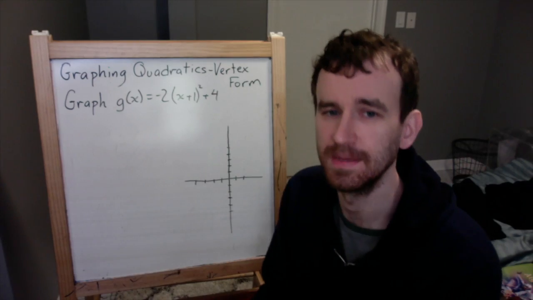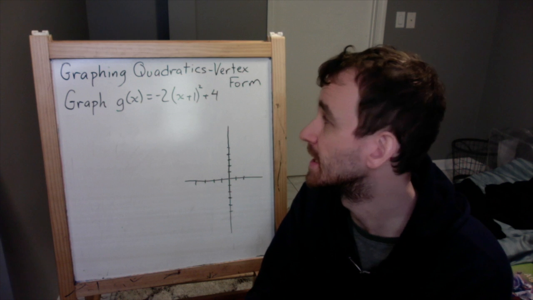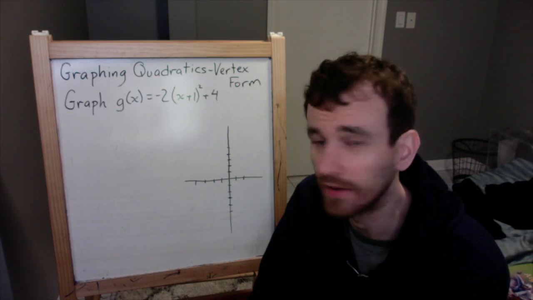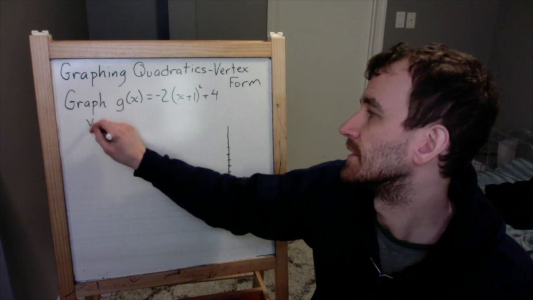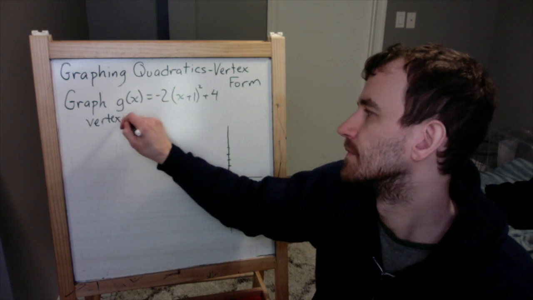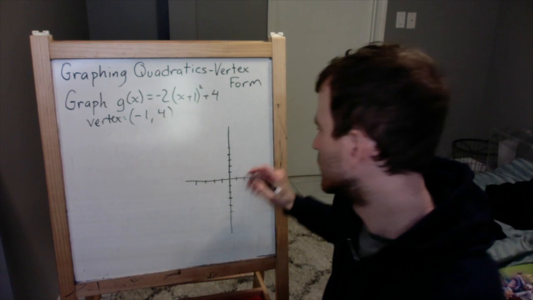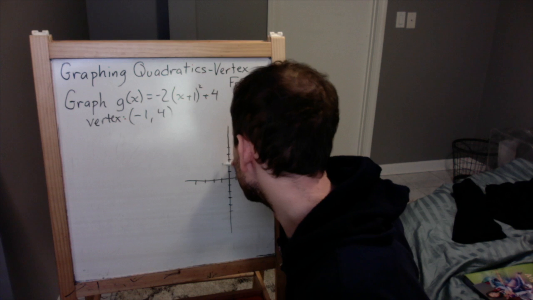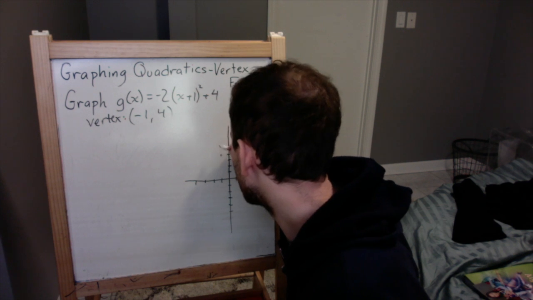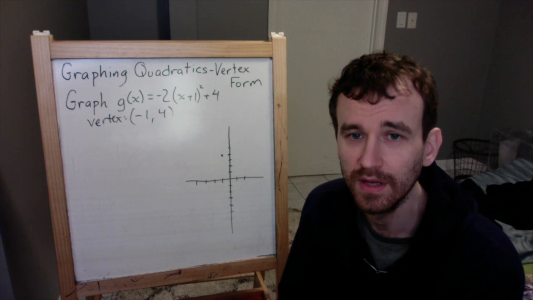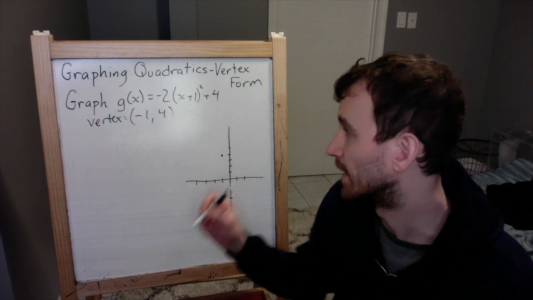Just to do another example, say we wanted to graph negative 2 times (x plus 1) squared plus 4. Just looking at our equation, we can see that our vertex is going to be at (negative 1, 4). So you can graph that, negative 1, 1, 2, 3, 4. And then it doesn't say to find the zeros or anything particular. So we can just plug in 2 more points.